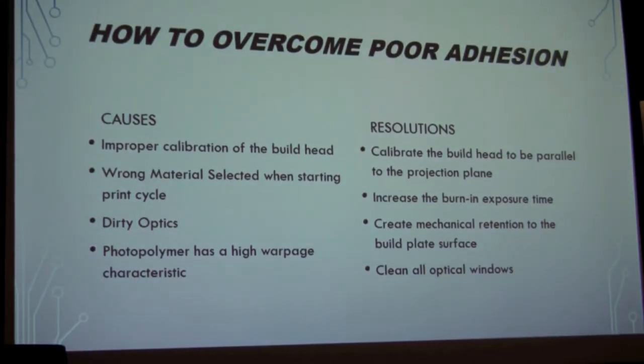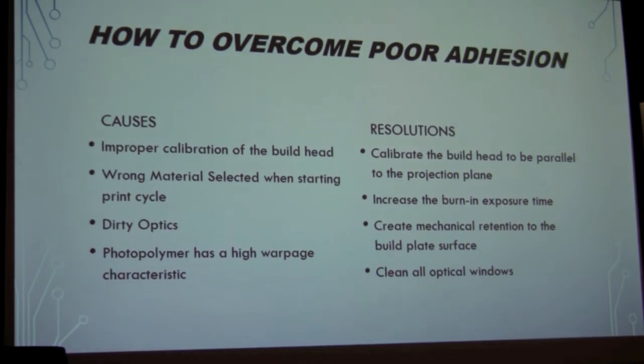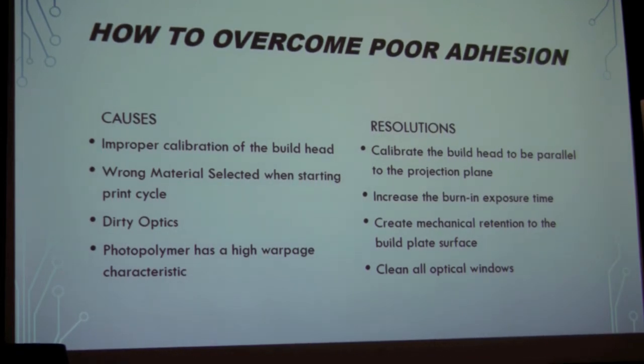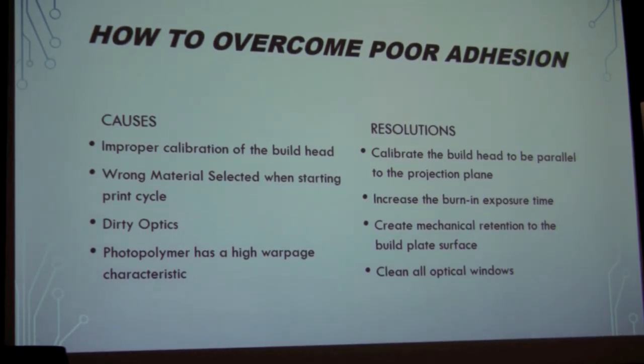So the very first cause is improper calibration of the build head. The build head needs to be calibrated so that it is in a true parallel fashion to the image plane below, or the resin vat. If it is tilted one way or another, you'll actually have some structures here on one side and then not the other.